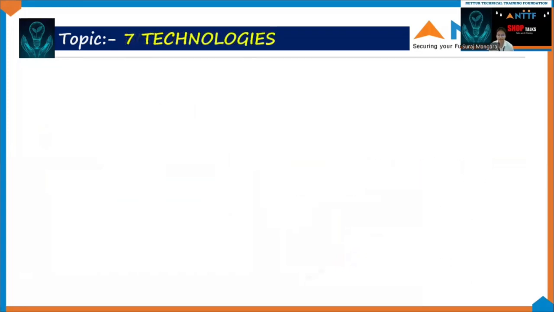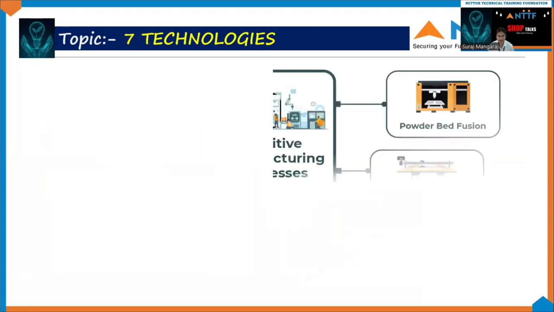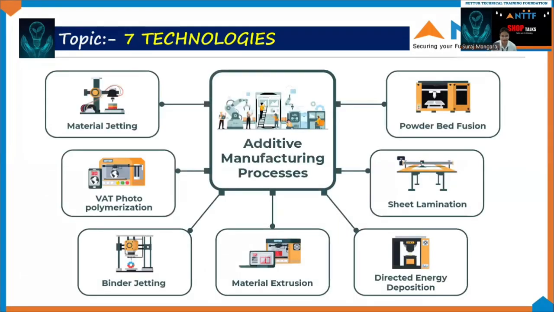Then the 7 technologies. Mainly there are 7 types of technologies. They are material jetting, vat photopolymerization, binder jetting, material extrusion, directed energy deposition, sheet lamination, and powder bed fusion. Let us come to our first point, material jetting. Material jetting is also known as PolyJet. In this process, we can use multiple colors to get a multicolored output. Material is deposited from a nozzle which moves horizontally over the build platform, and then the material is cured using UV light.